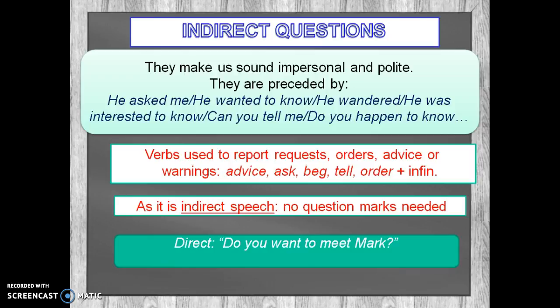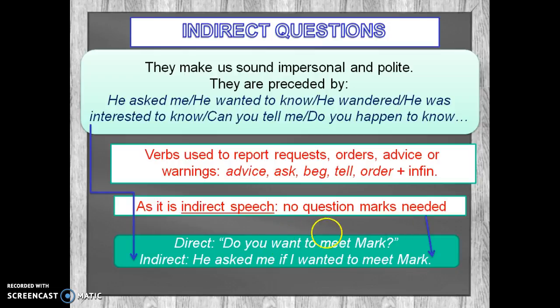See an example. Direct: Do you want to meet Mark? Indirect: He asked me if I wanted to meet Mark. See this. When I was saying before that the introductory sentence here, "he asked me," is what makes the question indirect. So we begin asking something, but there's a little sentence in front of it. That's what changes the direct into indirect speech. And then see that in the indirect one, we don't use question marks.